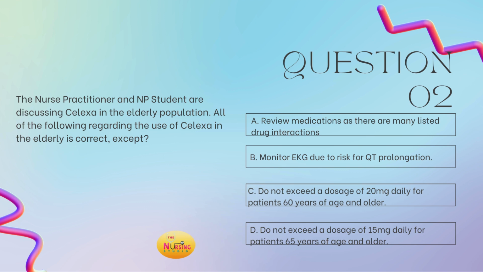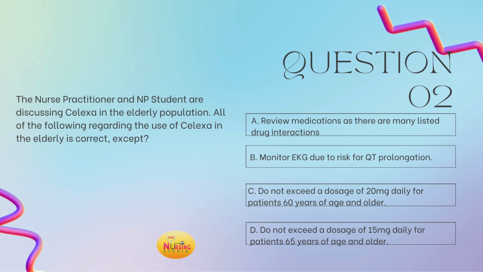So A, would you review the medications as there are many listed drug interactions? That's true. Although Celexa is one of those safer medicines for the elderly population for the management of depression commonly, it also is one of those you have to watch because they have many listed drug interactions, okay?